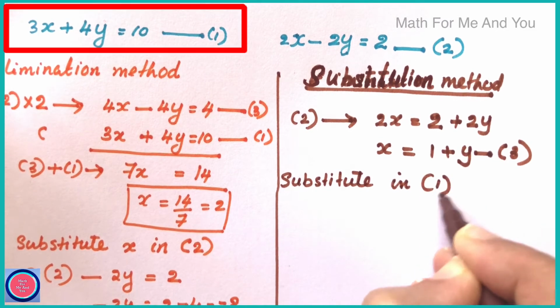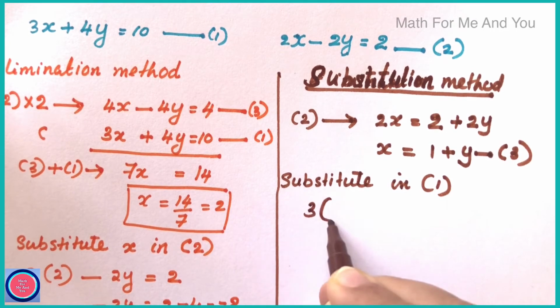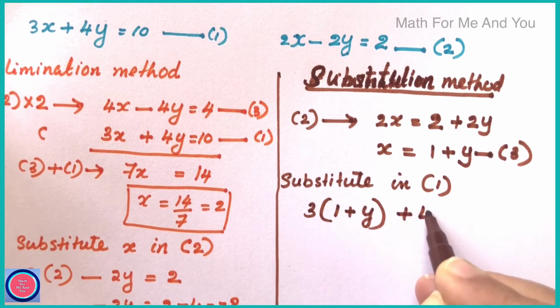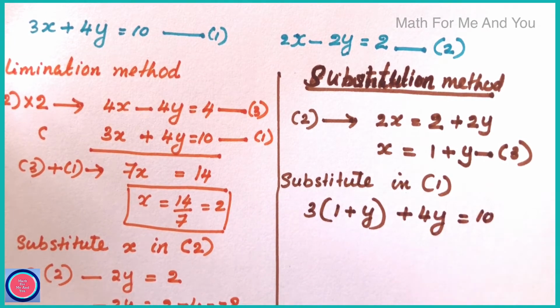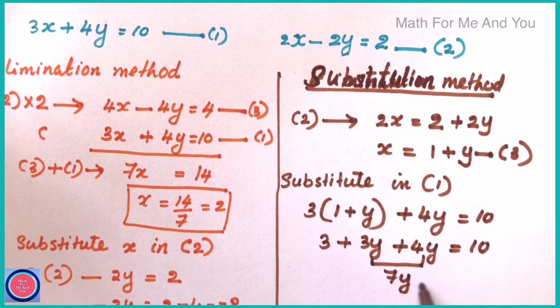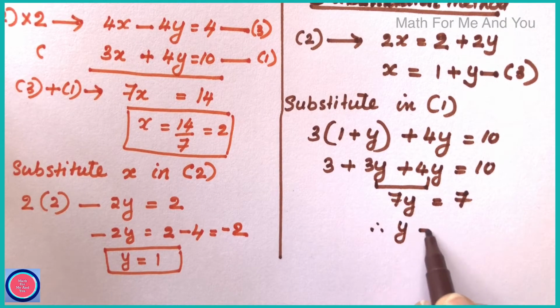This is a new equation and we write it as equation number 3. Substitute this new equation where? In the other equation. That means equation number 1. What is equation number 1? 3x plus 4y. So what is x now? X is 1 plus y. 3 times 1 plus y plus 4y is equal to 10. And open the bracket. 3 plus 3y plus 4y equals 10. Now the equation has one variable only. Collect the variables together. It is 7y we get, and the numbers on the other side. 10 minus 3 is 7. 7y equals 7. What is y? Y is equal to 7 over 7, that is 1.